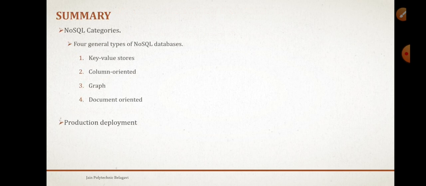Summary. NoSQL categories: 4 general types of NoSQL database. First is key value stores, then column oriented, graph, and document oriented. And next is the production deployment.